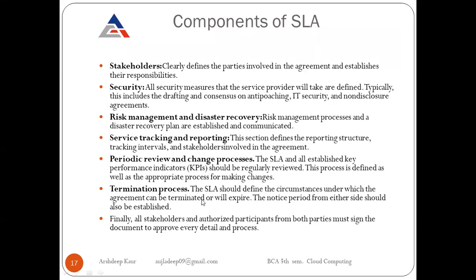Next is termination process. The SLA should define the circumstances under which the agreement can be terminated or will expire. We have two conditions. Let us suppose I'm a cloud service provider and I have one client. It can be terminated or it can expire. Both are different. Termination means the client is not satisfied with the cloud services provided by me. He or she can terminate the services before the expiry. Second is expiry, which means the session has expired. The notice period from either side should also be established.